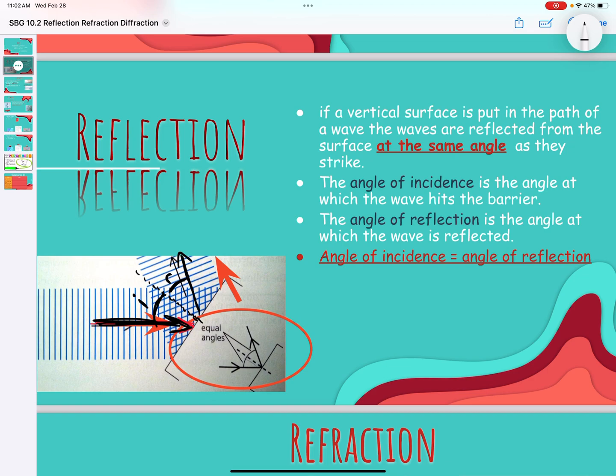A good example of reflection would be a sound wave bouncing off of a wall. You might refer to this as an echo. If you've ever seen somebody say something loudly in a cave or an empty room, something like that, and the sound waves bounce around, that's the idea of an echo. Those sound waves are reflecting off of walls that they cannot pass through.